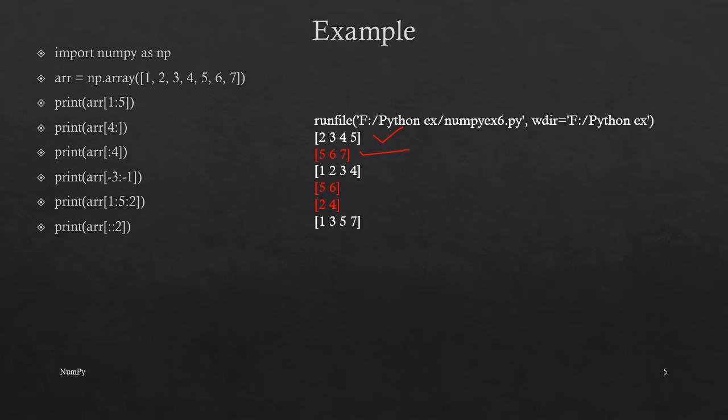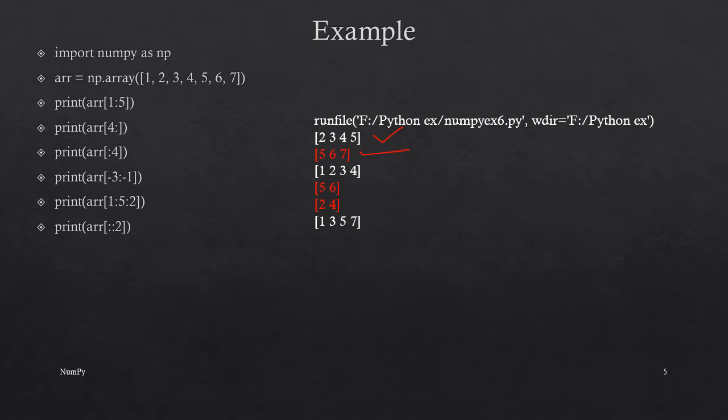In the case of the next print statement, we are omitting the start index. So by default, the start index will be 0. So the elements in the index locations 0, 1, 2 and 3 will be part of the slice. Since the end index is 4, that element will be excluded.